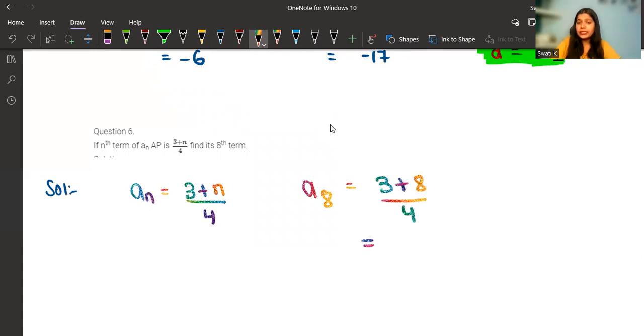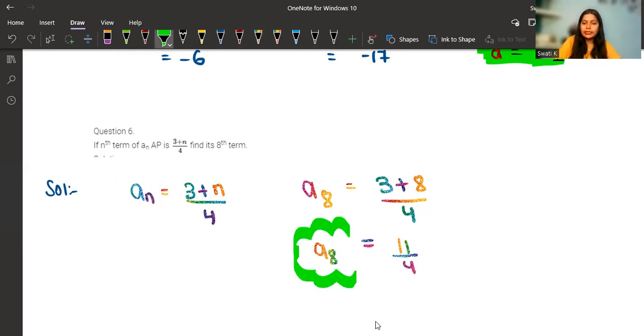What is 3 plus 8? It's 11. 11 upon 4. Can you see that we wanted to find the value of the 8th term and we have already got an answer. A8 equals 11 upon 4. That's it. We got our answer. A8 equals 11 upon 4. All right, let's move to the next one.